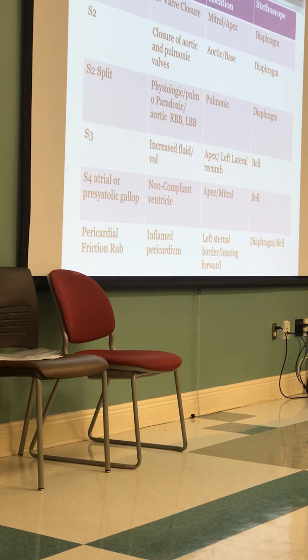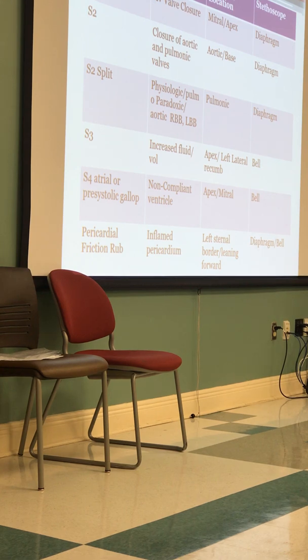And it's a non-compliant ventricle. It's a stiff ventricular wall. Anything that gives you a stiff ventricular wall, an MI, hypertension, all these will give you a stiff ventricular wall. That's where you get your Tennessee. That's your S4. That's the sound you're going to listen for at the apex with the mitral valve.